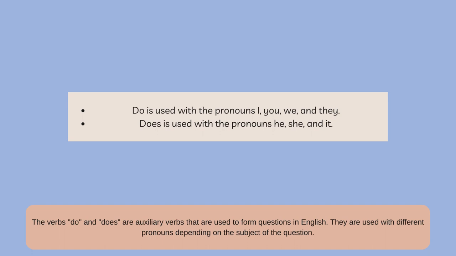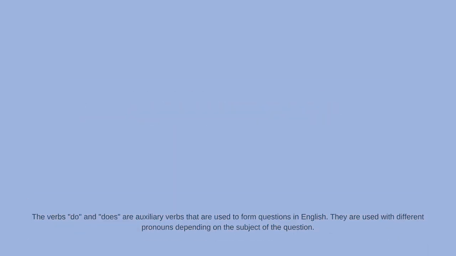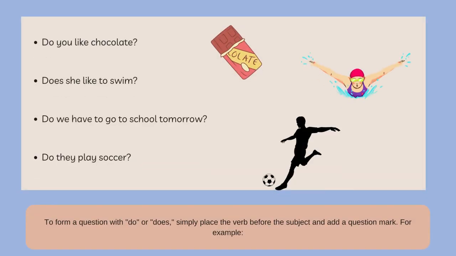The verbs do and does are auxiliary verbs that are used to form questions in English. They are used with different pronouns depending on the subject of the question. Do is used with the pronouns I, you, we, and they. Does is used with the pronouns he, she, and it. To form a question with do or does, simply place the verb before the subject and add a question mark.